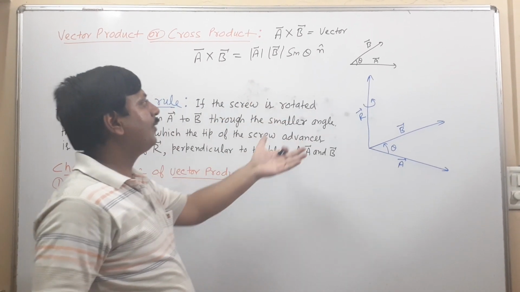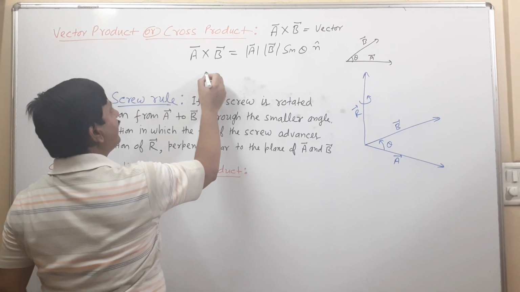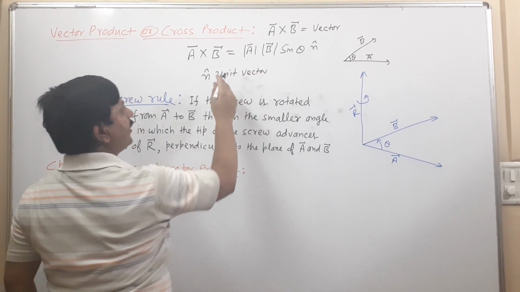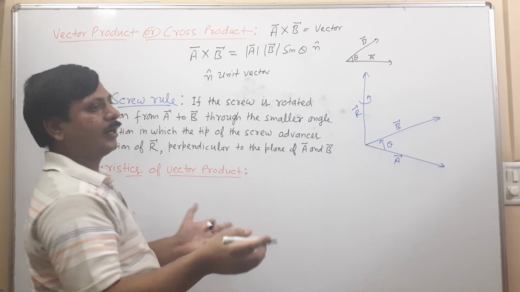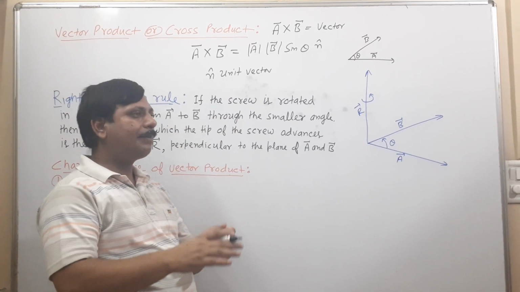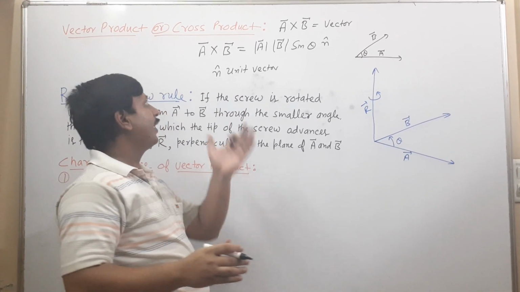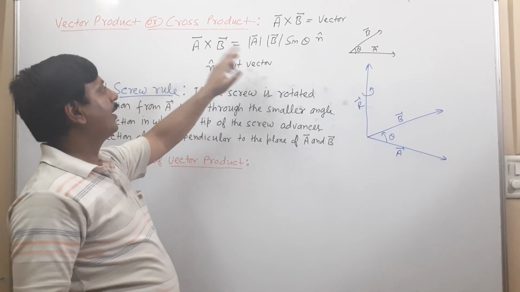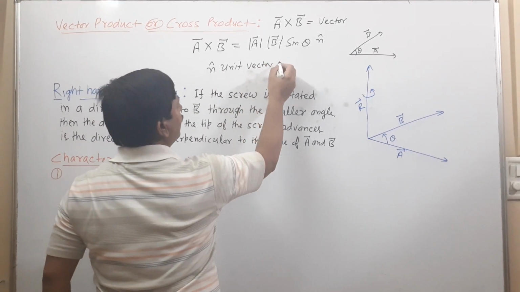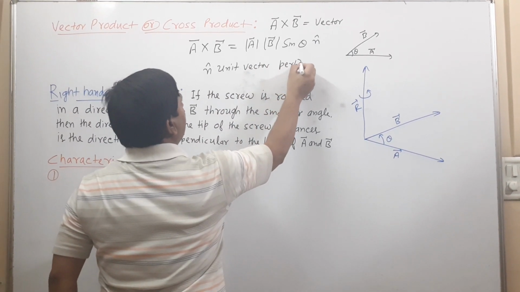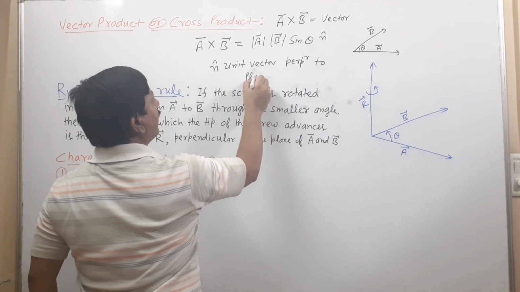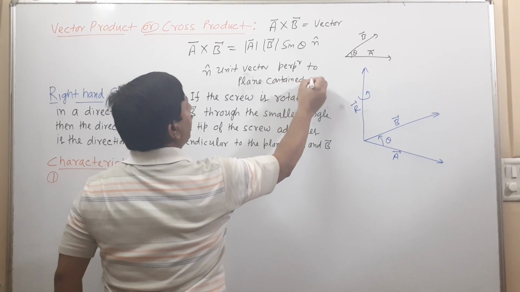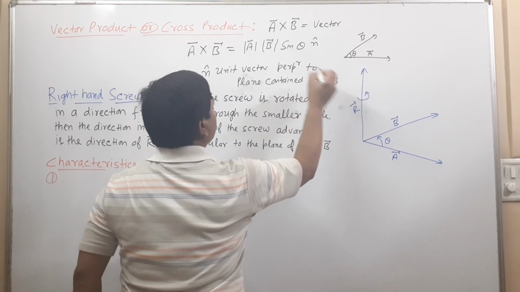n cap is a unit vector which is perpendicular to both vectors A and B. Or you can say n cap is the direction of A cross B, which is perpendicular to the plane containing vectors A and B. n cap is a unit vector perpendicular to the plane containing A and B.